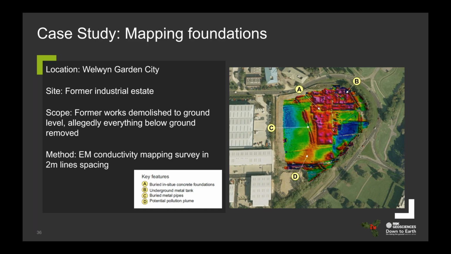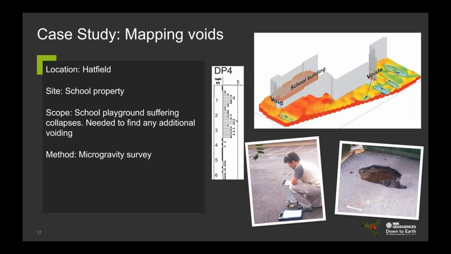which showed us this. The warm colours, so the reds, these show us places where there are conductive features. So in this case, we have buried concrete foundations, a metal tank up in the top right, and some pipes running across the site. And there's also a potential pollution plume that fortunately just turned out to be raw water. But as you can see, these features are still very much in situ, and the geophysics helped us get a more complete view of the subsurface.